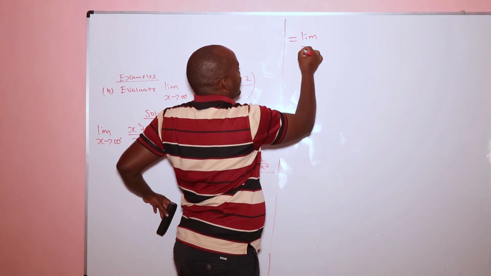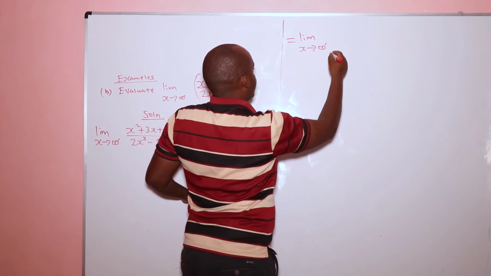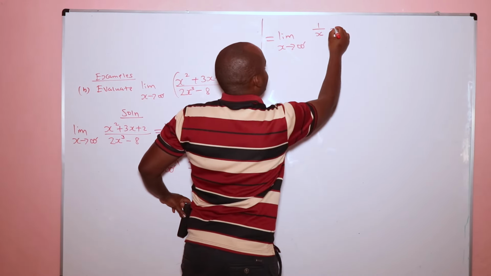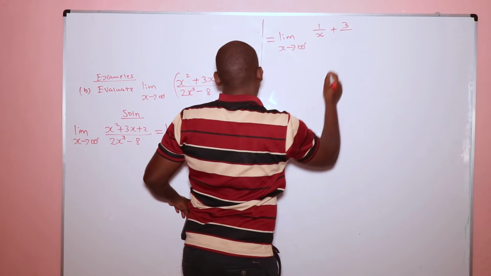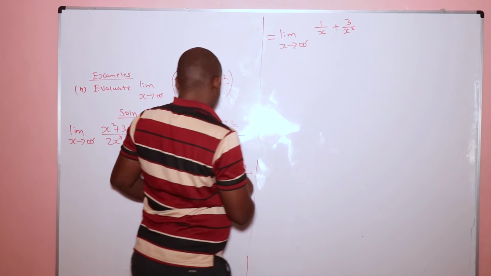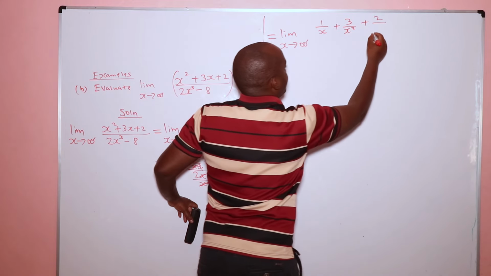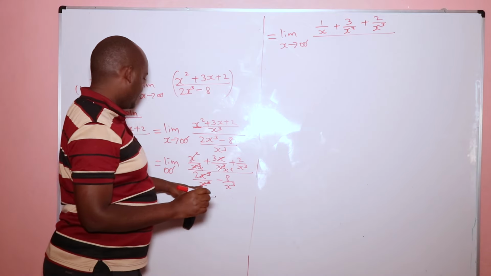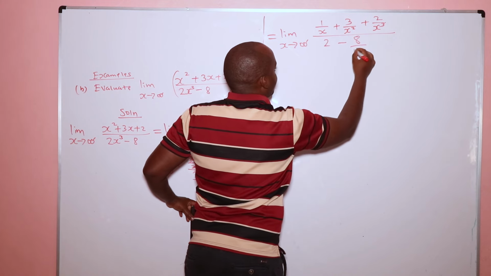The limit as x approaches infinity of, this is supposed to be 1 over x plus 3 over x squared plus 2 over x cubed, divided by 2 minus 8 over x cubed.